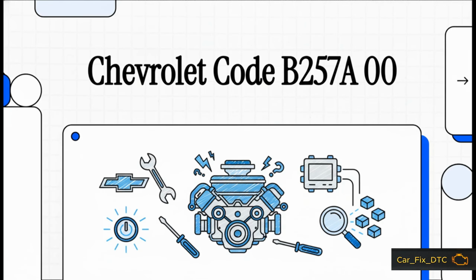So your Chevy's dashboard lights up with this code, B257A00. And your first thought is probably, what on earth is that and what's it going to cost me? Well, you've come to the right place. Stick around because in the next few minutes, we're going to break this thing down and give you a solid plan to get it sorted.